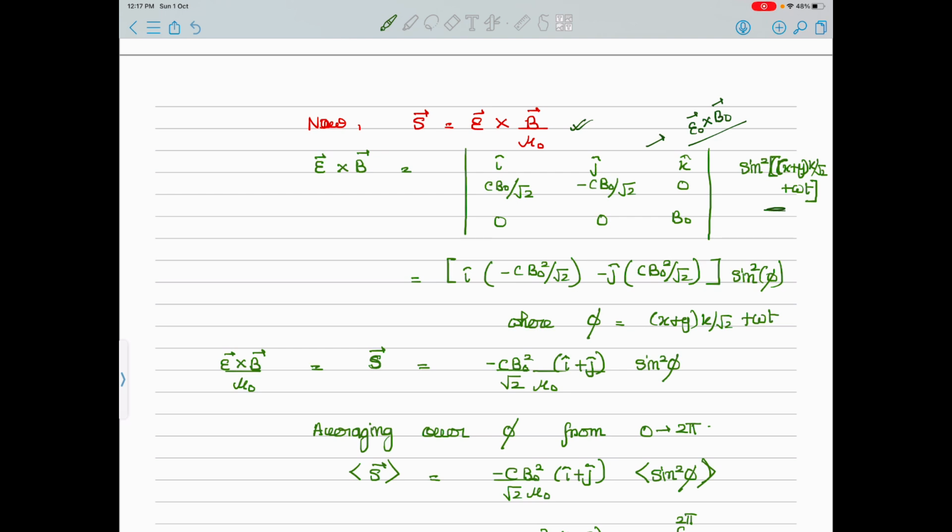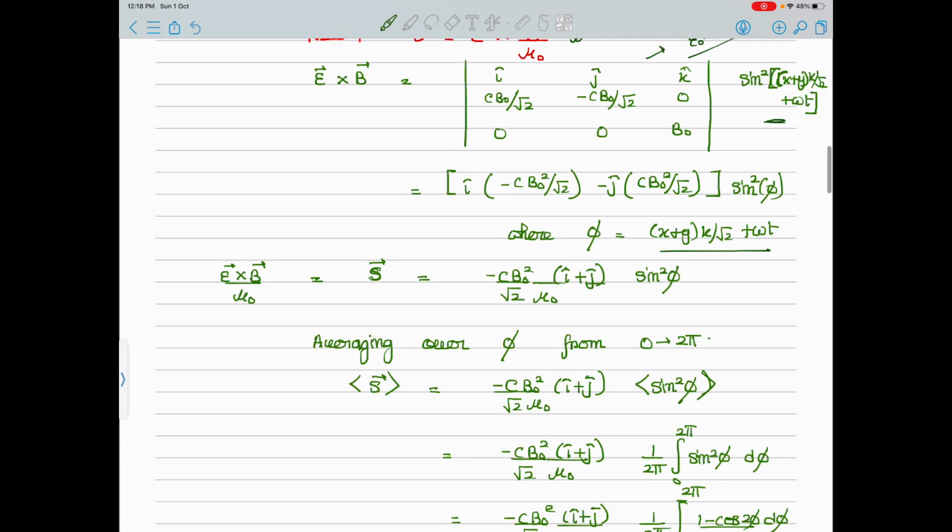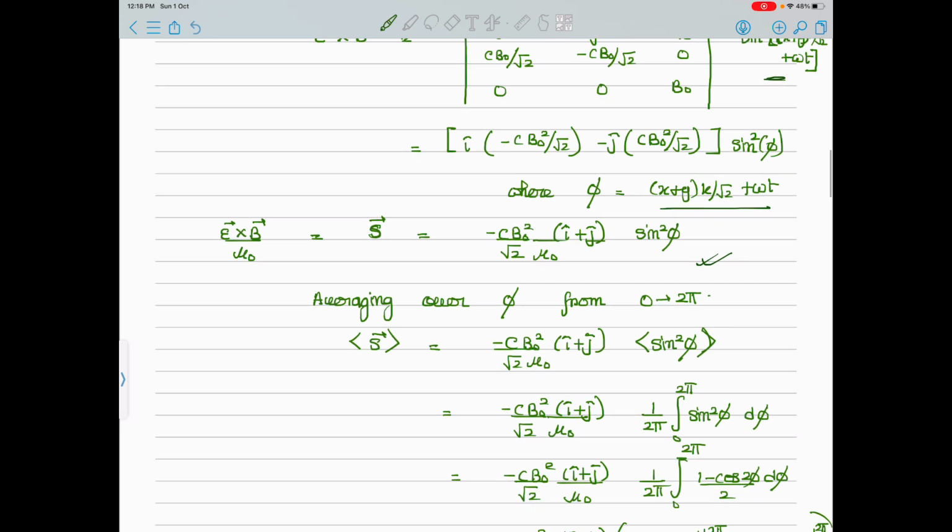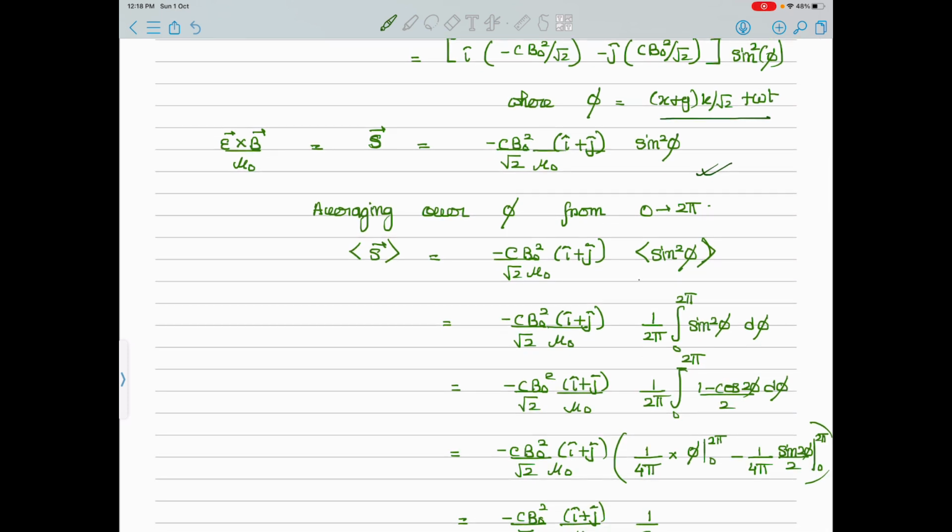When we solve this cross product, we get this. I have written it as sine square phi instead of writing the whole expression, and I have defined phi equal to (x plus y) k by root 2 plus omega t. Now this is the Poynting vector. Therefore, if we need to find the average Poynting vector, we will be phase averaging it. If you do the time average or the phase average, the things are the same. So it will be minus c b naught square by root 2 mu naught (i plus j) times sine square phi. So sine square phi has to be phase averaged.